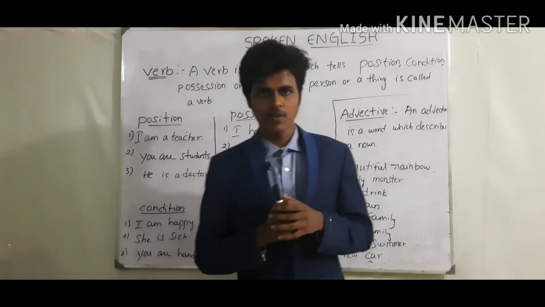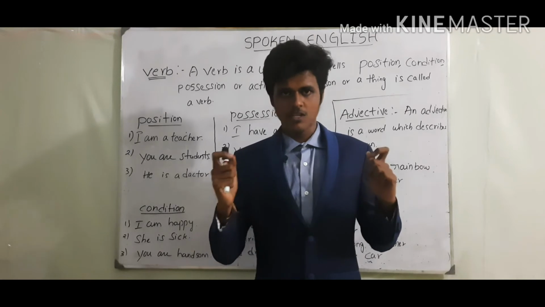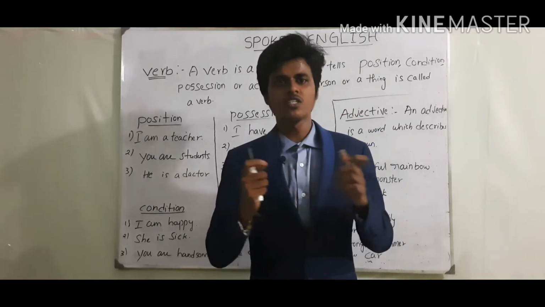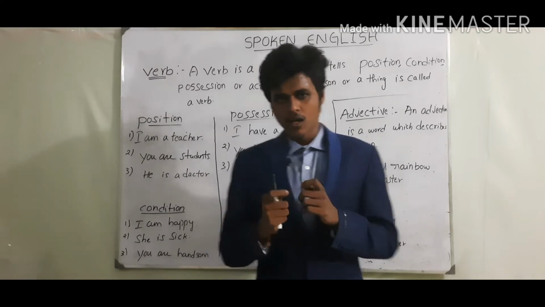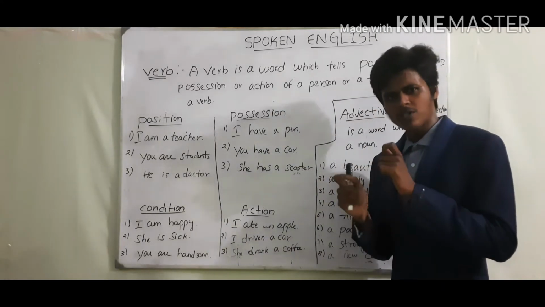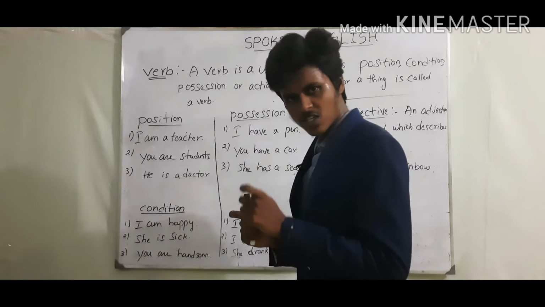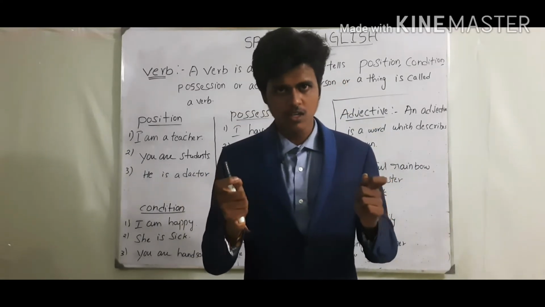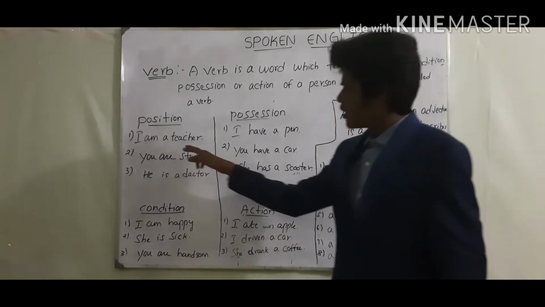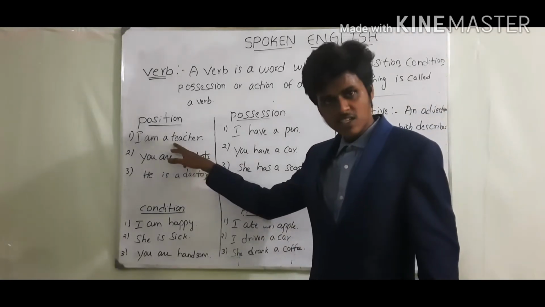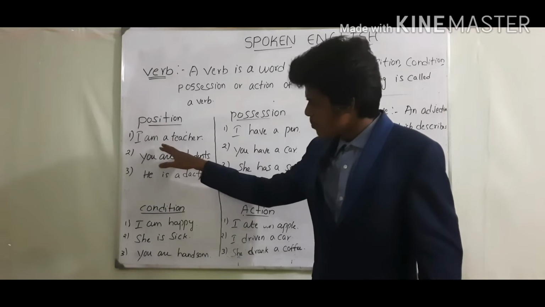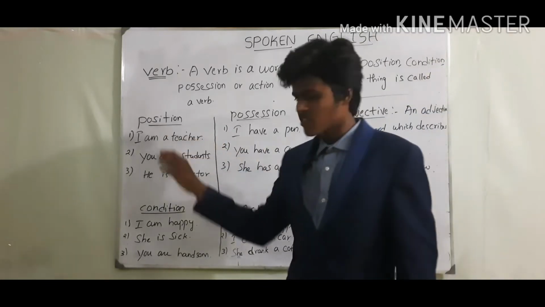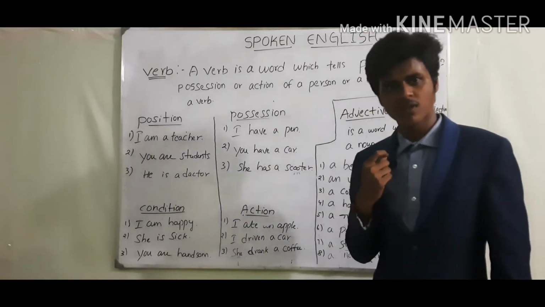Let us say, if I say I am a teacher, అంటే ప్రస్తుతం నేను ఒక టీచర్గా ఉన్నాననేసి. I already told you that a verb is a word which indicates the position, condition, possession or an action of a person or a thing. So, if you can understand this sentence clearly, something is indicating my position.